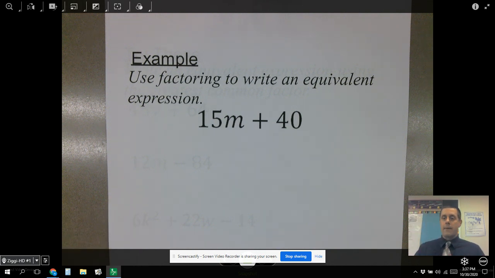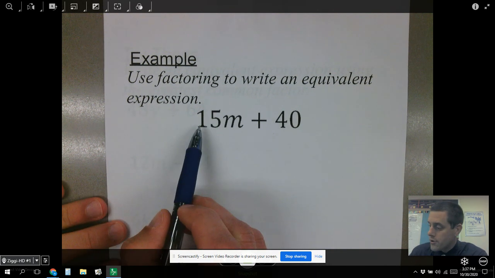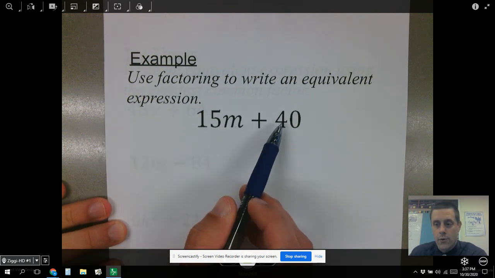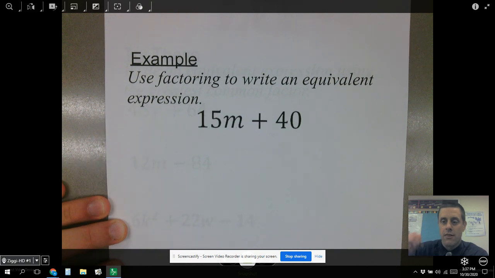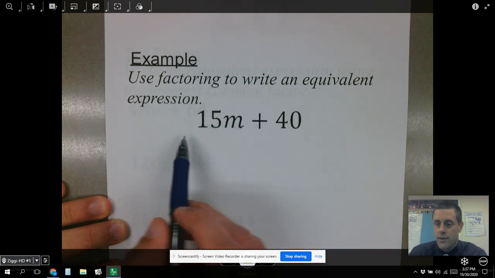All right, one last thing I want to talk about today is factoring an algebraic expression. So on our screen, we have 15m plus 40, and I want to factor this expression. I want to find the largest value that I could evenly divide out of both these terms.